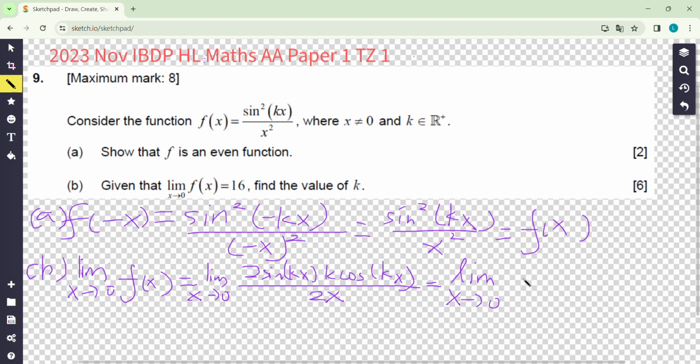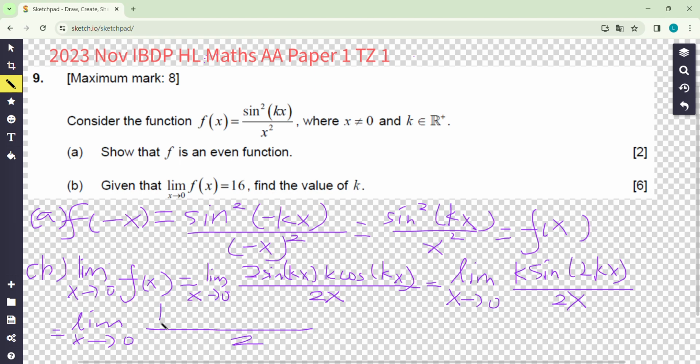Simplify the numerator first, so it becomes k sin 2kx, and still 2x squared. And then we get 0 over 0 again, so use L'Hopital's rule again, differentiate it again. Just be careful, don't make careless mistakes too.